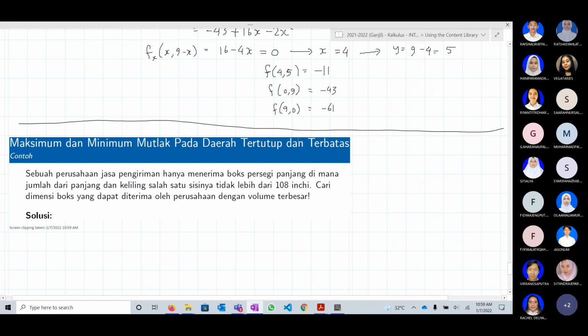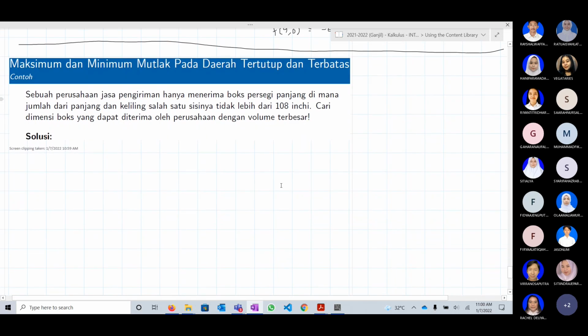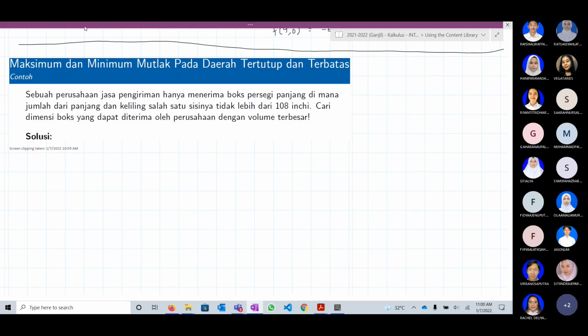So in this example, suppose that we have a delivery company, and this company only receives rectangular boxes, where the sum of length and girth is the perimeter of a cross section, atau keliling dari salah satu sisinya. The sum does not exceed 108 inch. Then we are asked to find the dimension of the acceptable box of largest volume. Jadi kita punya panjang dan keliling salah satu sisinya.